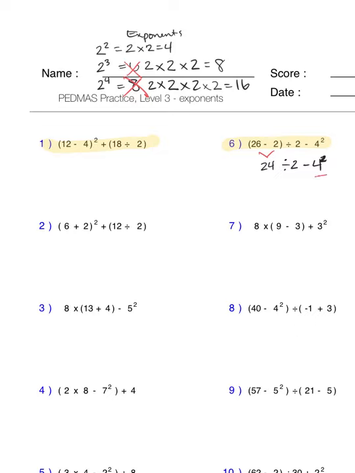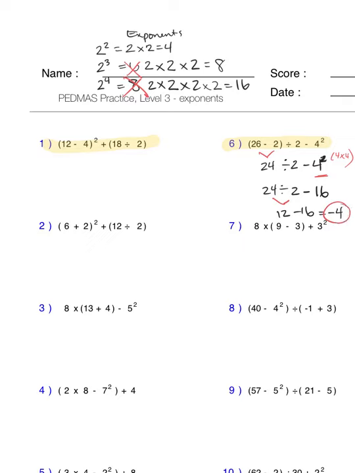Well, the next thing I do is actually the 4 squared. And now remember, it's not 4 times 2. It's not 8. It's actually 4 times 4. So I'm going to write this here. This is actually 4 times 4. And that is 16. So we're going to go 24 divided by 2 minus 16. Now we have a division and subtraction, and we do the division first, because according to our order, 24 divided by 2 is 12. And 12 minus 16 is negative 4. Remember, do not go 16 minus 12. It is 12 minus 16, and your answer is negative 4.